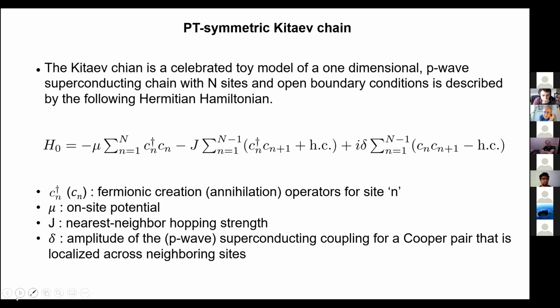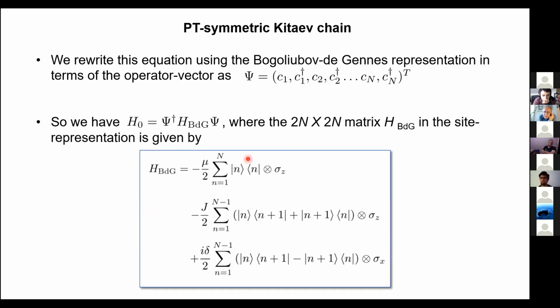Okay, so if we transform this into the Bogoliubov form with the state vector as represented here, where C1, as I mentioned before, is the annihilation operator on site 1, and C1 dagger is the creation operator on site 1, and if you do the Bogoliubov transform, you can represent it in the site basis as follows. Now this is important, because looking at this, you can actually draw a picture of what it looks like.